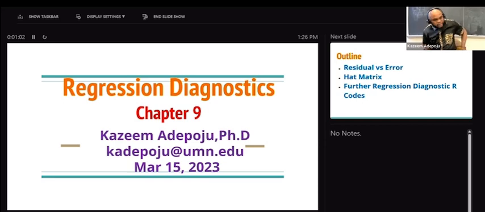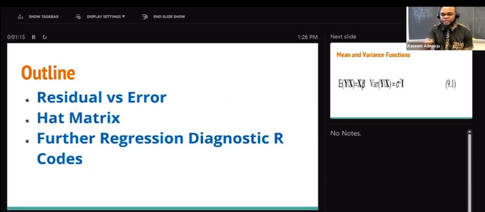Of course, today we are starting chapter 9, which we call Regression Diagnostics. Today I'll be guided by this outline where I'm basically going to differentiate between residual and error. Then we're going to talk about the significance of the hat matrix in statistical analysis. Then from there, I'm going to walk everyone through further regression diagnostics in R codes.